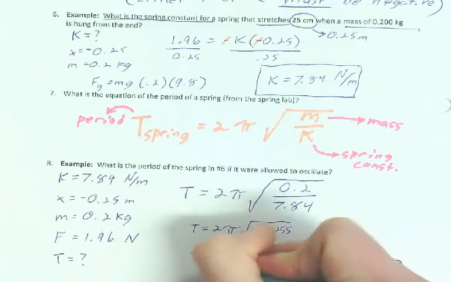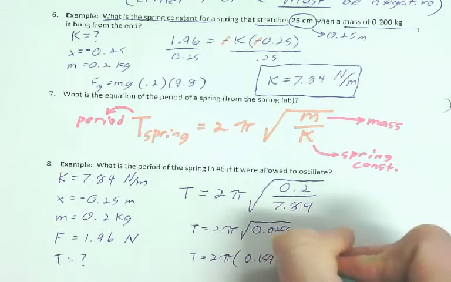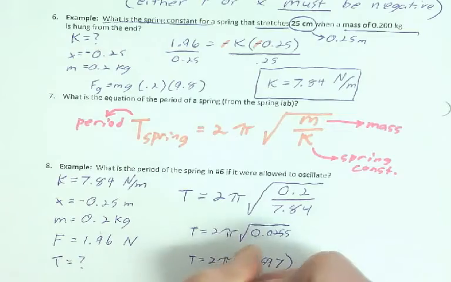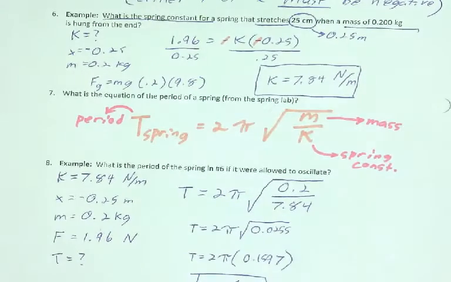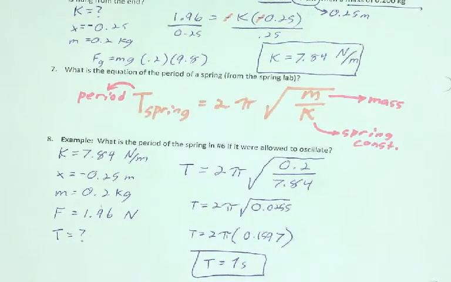Square root that number. That gives me period equals 2 pi times 0.1597. Multiply that by pi, multiply that by 2. That gives me a period of 1 second. Amazing how that works. It's almost like I planned it that way.